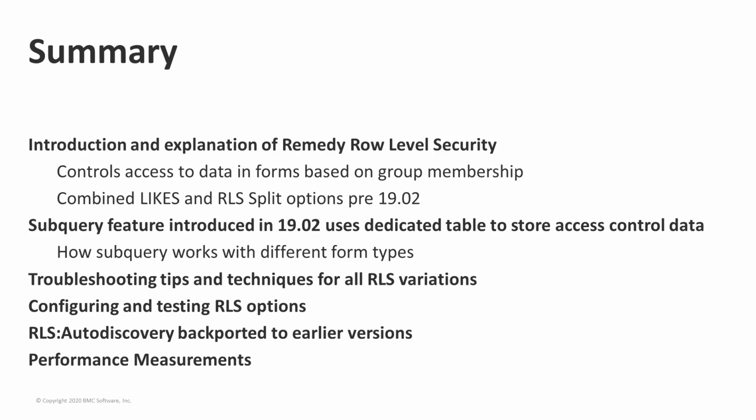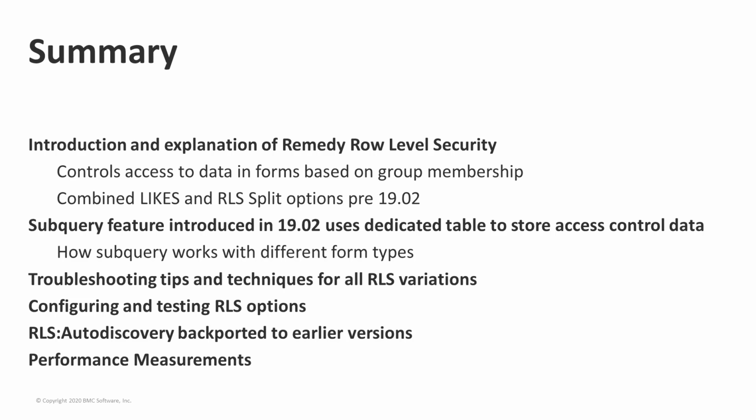In this webinar, we have introduced and explained how Remedy uses row-level security to enforce access controls on records stored in its database. Before version 1902, there were two options, Combined Likes and RLS Split, both of which could perform well under some circumstances, but not all. The subquery feature uses a new table to help segregate the permissions data and provide a much more efficient method of querying the groups that have access to a record.